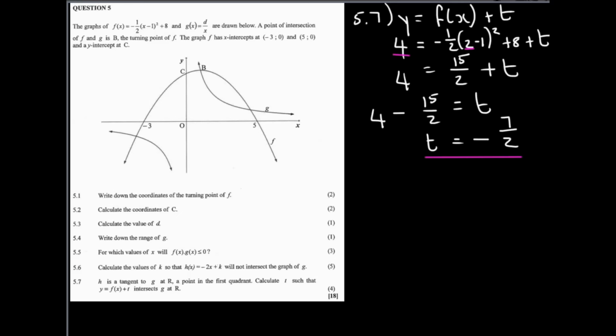The 2023 November paper. The next section I will be covering will be the calculus. So please have a look out for that video.